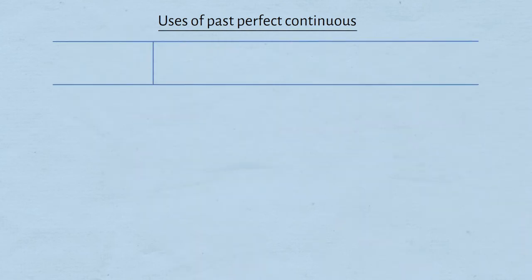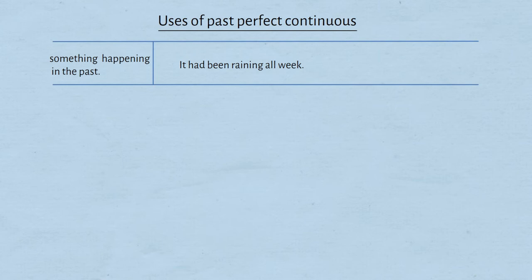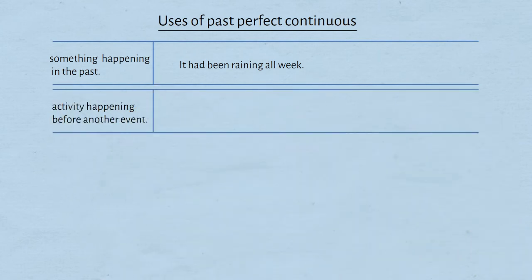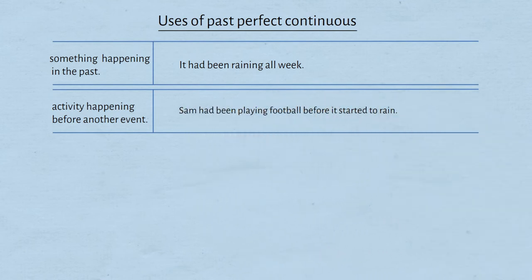We use this form of tense when we want to express that something was going on in the past. For example, it had been raining all week. We also use this form of tense to show an event or an activity which is happening, however, before another event took place. For example, Sam had been playing football before it started to rain.